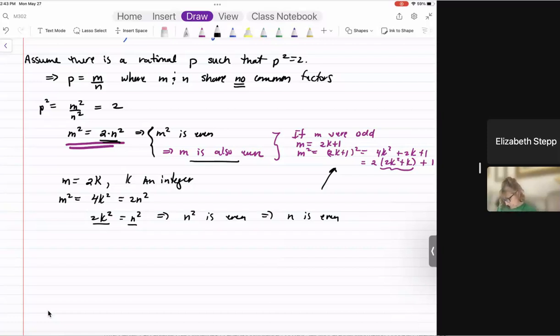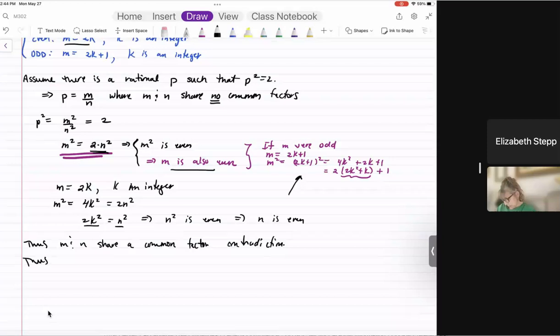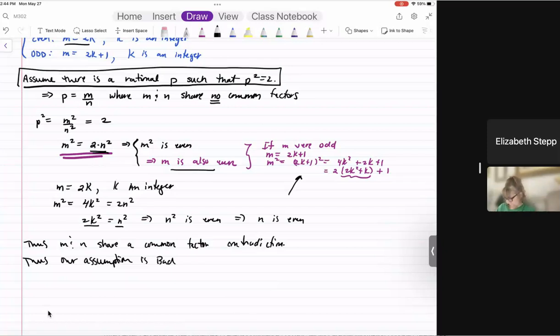Thus, m and n share a common factor, that is 2, which is a contradiction. We assumed that we had it in reduced form. Thus, our assumption is bad. And our assumption was that there was a rational number p such that p squared is equal to 2. There is no rational number p such that p squared equals 2. That's it.